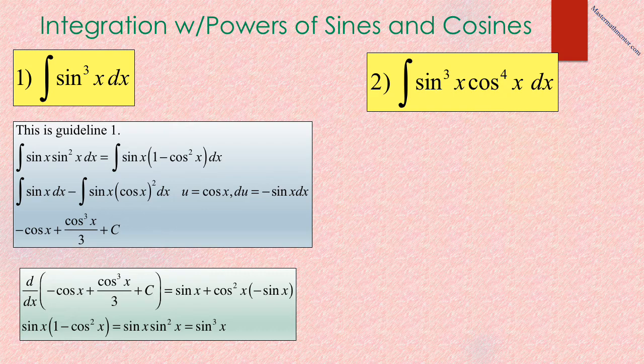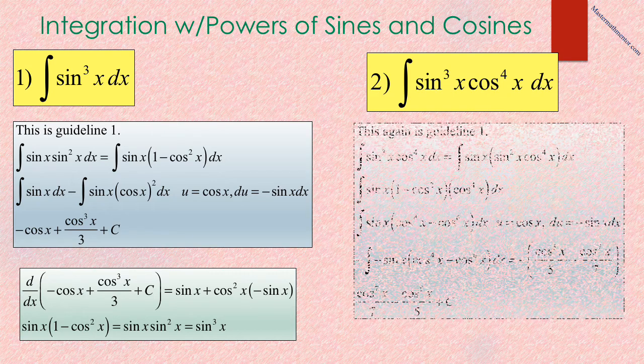When we differentiate, we get sine of x plus, using the chain rule, cosine squared of x times negative sine of x. We can factor out a sine of x, getting sine of x times the quantity 1 minus cosine squared of x, and 1 minus cosine squared of x is sine squared of x. So we get sine of x, sine squared of x, which is equal to sine cubed of x.